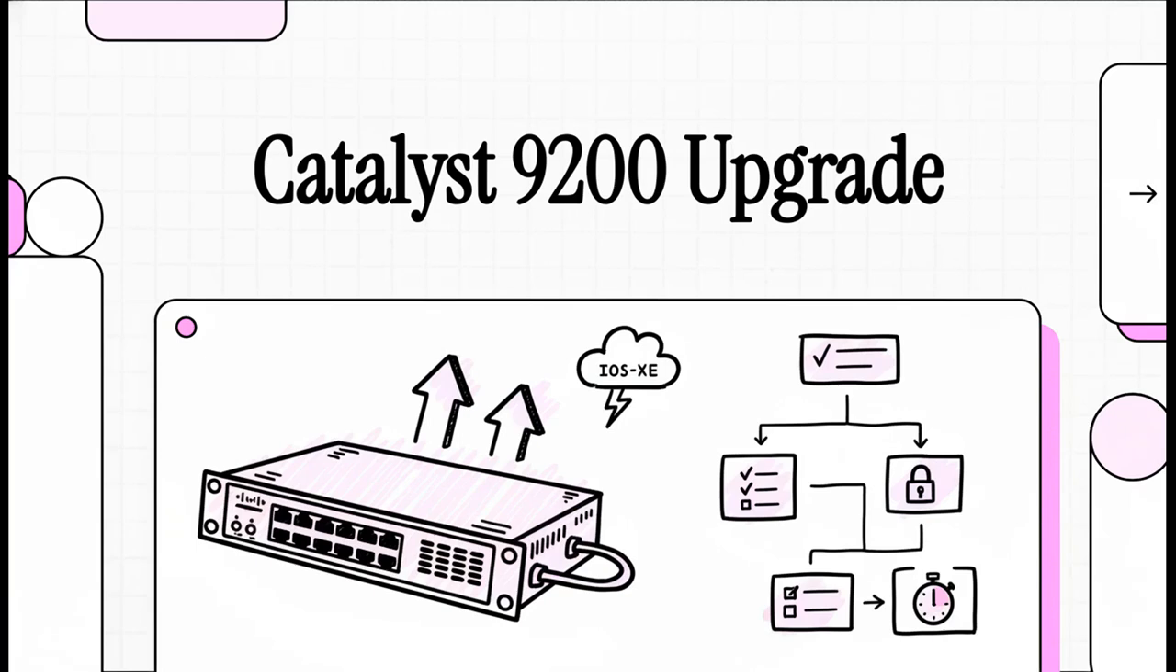Welcome to the Explainer. Today, we're undertaking a high-stakes, step-by-step tactical briefing. Our mission? Executing a literally flawless iOS XE upgrade on a Cisco Catalyst 9200 series switch.